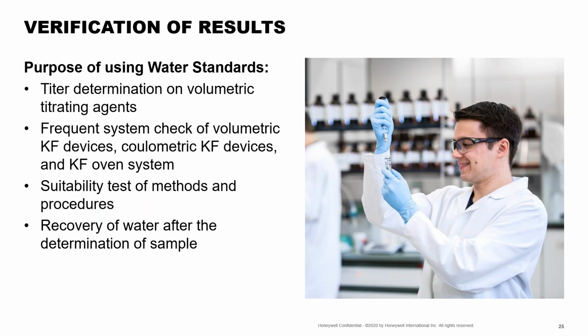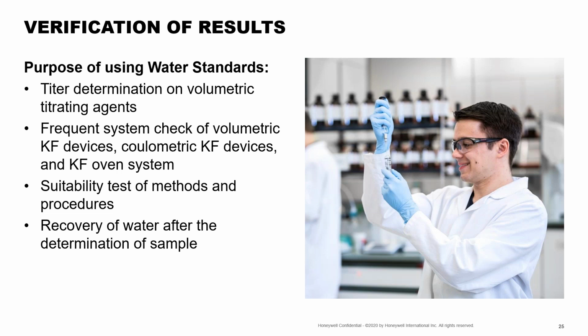Kind of twofold here. On the volumetric side of things, we recommend doing regular titer determination on your titrating agents. The reason that we do this is that we always want to be using the most accurate titer value that's reflective of what's currently in the bottle that you're using hooked up to your titration equipment. It depends a little bit how frequently you're running titrations on when we recommend doing titer determination. General rule of thumb is a couple times a week.